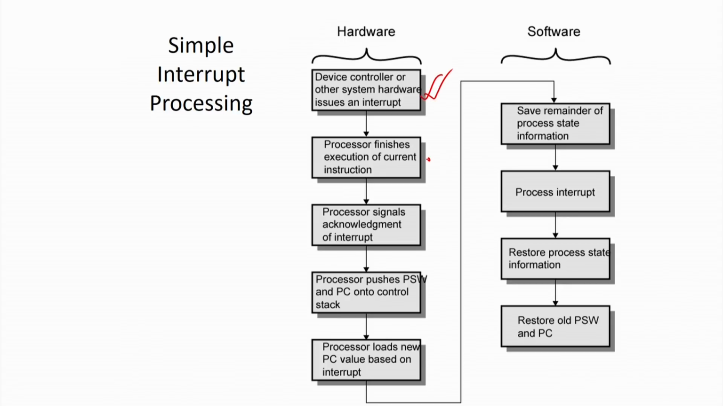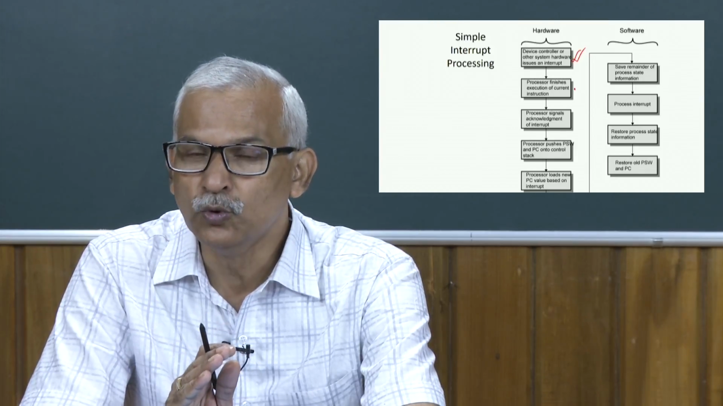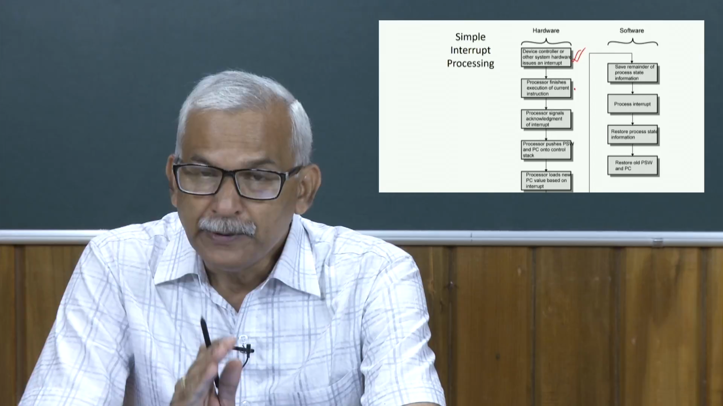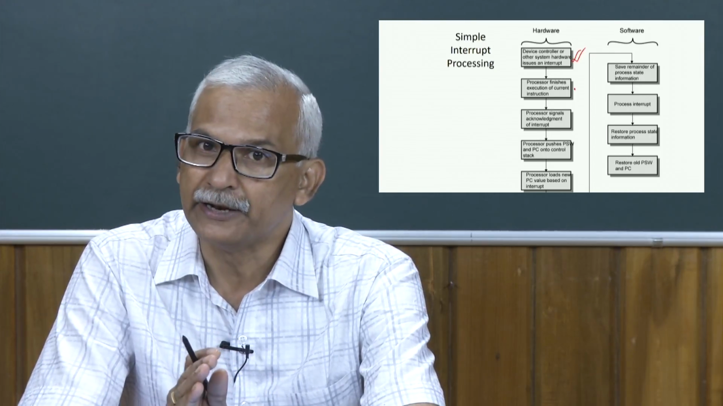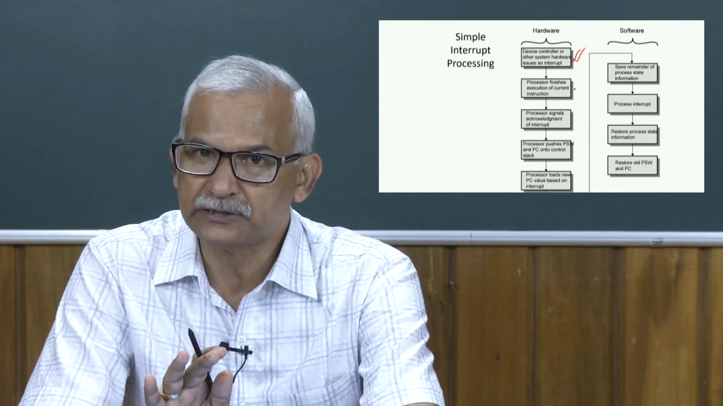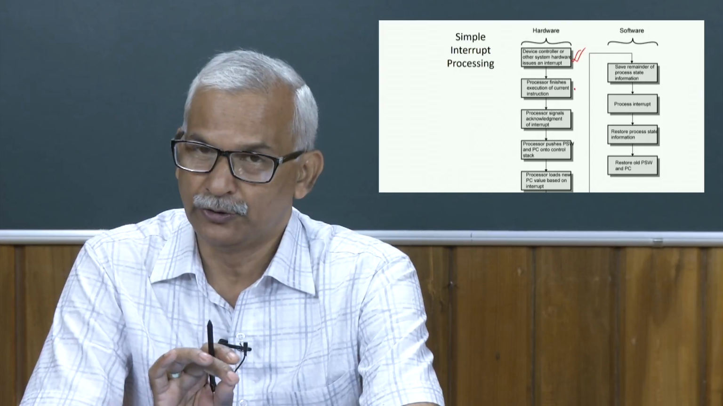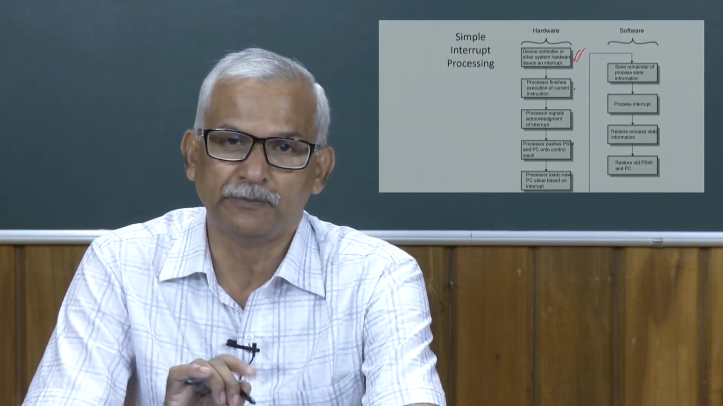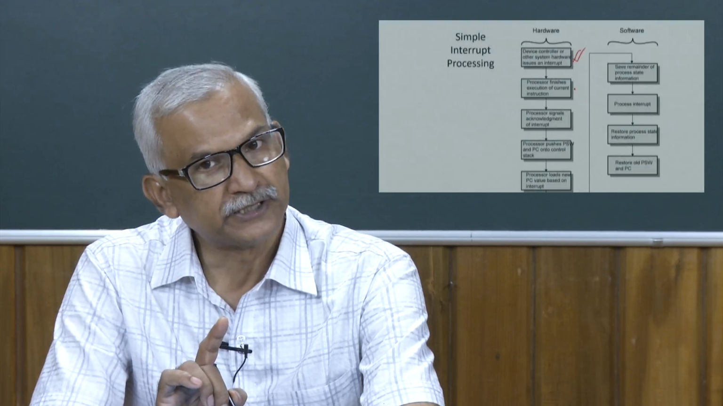Now, we must complete the current instruction, because we do not have any mechanism to keep the information about what stage we are executing currently. Such type of information we cannot retain. That is why we are going to complete the current instruction. After completion of the current instruction, we know from which memory location we need to fetch the next instruction.